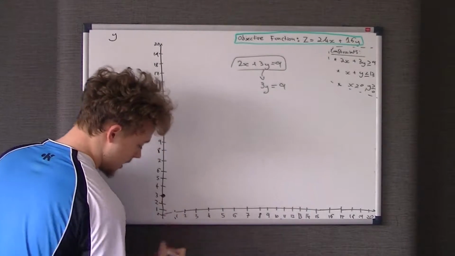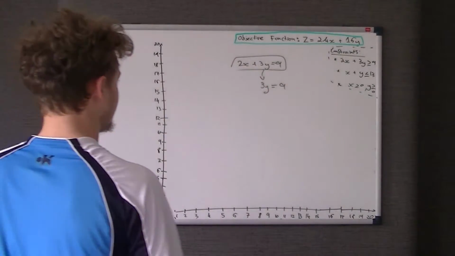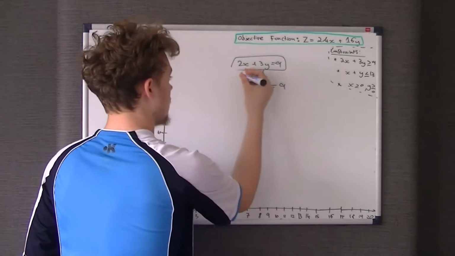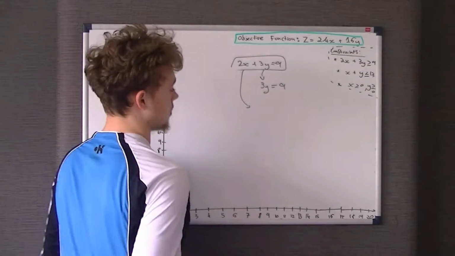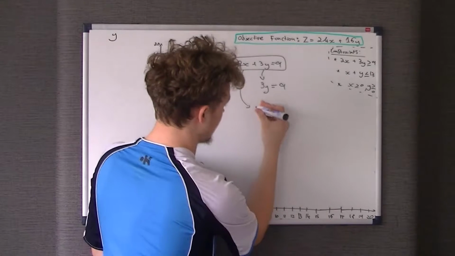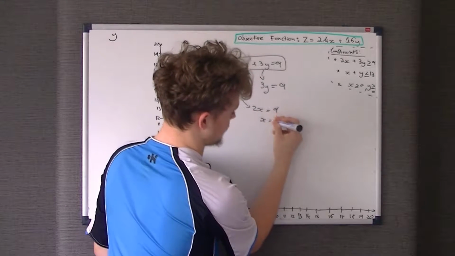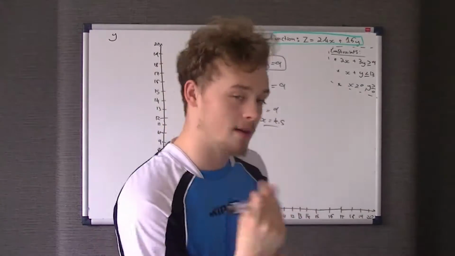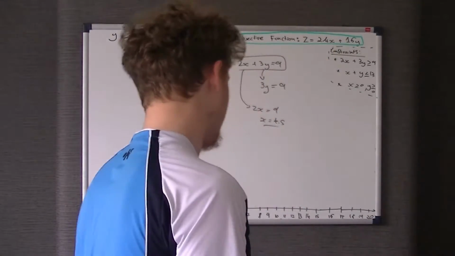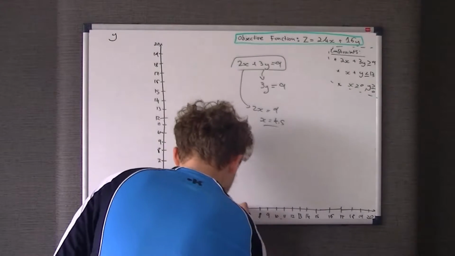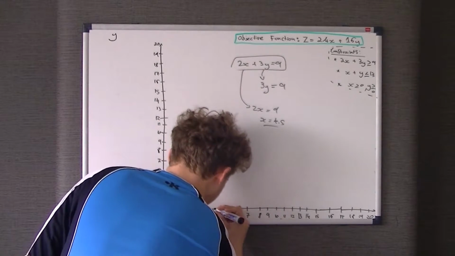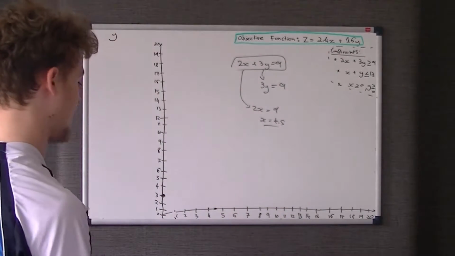So it crosses the y-axis at the point 3. So you put a dot on the y-axis at 3. Now, to cross the x-axis, you need y to be 0. So 2x is equal to 9. So therefore, x is equal to 4.5. Now, that's where it'd be more helpful to have a proper square piece of paper, but I've drawn it quite helpfully there. So you put it somewhere in between 4 and 5.